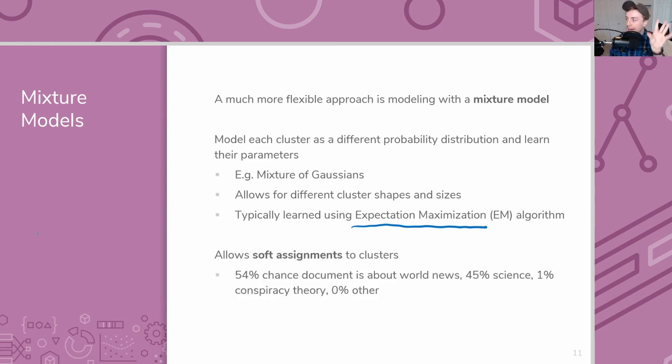And one of the big ideas of mixture models that makes them really powerful is that it allows probabilistic assignments to clusters. We sometimes call those soft assignments. The big idea is that you say a document might have a 54% chance of belonging to world news, 45% chance of science, 1% conspiracy, 0% the rest. And that flexibility, while it can sometimes add complexity and might make things difficult, does work quite well in the long run.